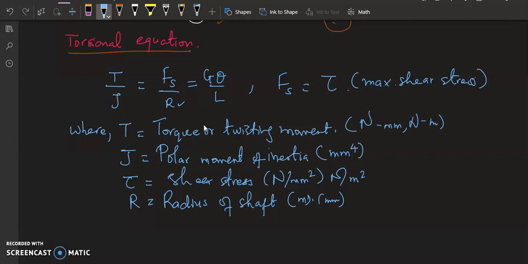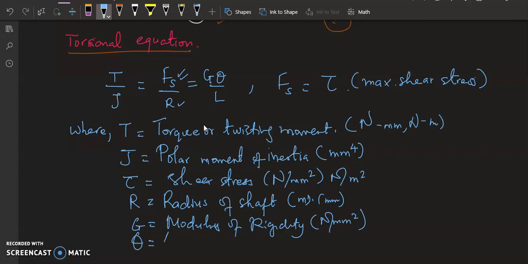Then in this same equation, we also have another term, G. So G is defined as modulus of rigidity. Modulus of rigidity is measured in Newton per square millimeter, just as stress here. Then we have theta, which is in this case angle of twist. And angle of twist is measured in radians. So later on, we're going to look at how we can convert radians to degrees.